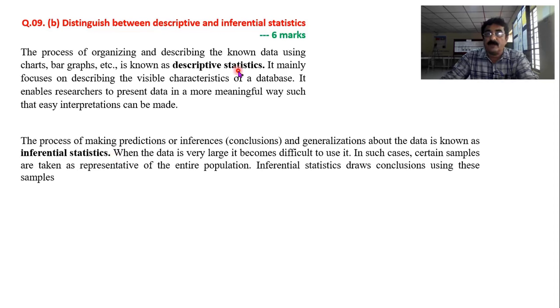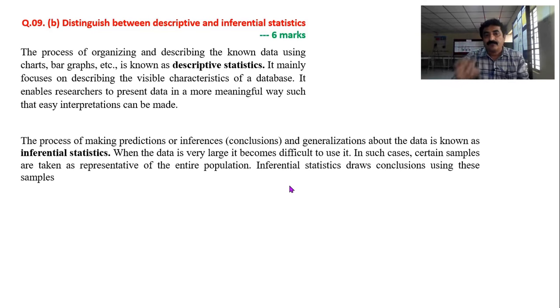Descriptive statistics is used to describe. Inferential statistics is used to write the conclusion, that is, the inference. When the data is very large, as I said, 5000 students is very large, it is difficult to use it. In such cases, certain samples are taken. I told you, select a few students from first year, second year, third year, sampling, and then arrive at a conclusion. So while choosing the samples, you have to be very careful. Taking only first year is of no use. Take some 10 students from first year, 10 students from second year, 20 students from third year, 10 students from fourth year. Like that you have to do the sampling.